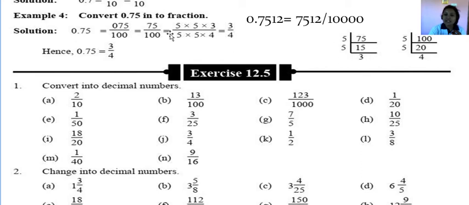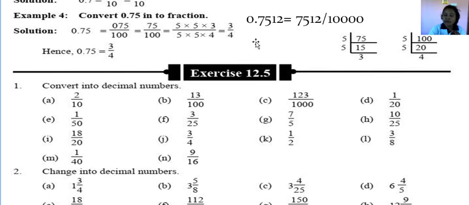After doing the prime factorization, 75 is there: 5 15s are 75, 5 3s are 15, so 5 into 5 into 3. Another is 100: 5 20s are 100, 5 4s are 20, so 5 into 5 into 4. Now you can see in the numerator 5 is there, and in the denominator 5 is also there. Another 5 is also there in the denominator. So this can be cancelled out, and the remaining will be 3 by 4.